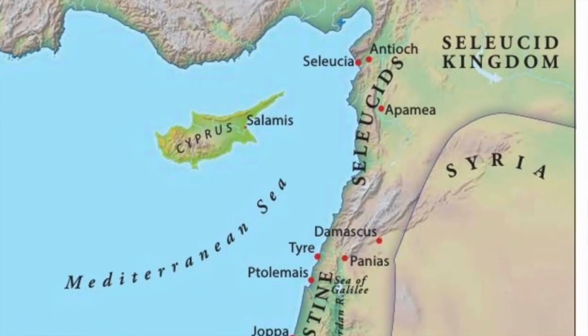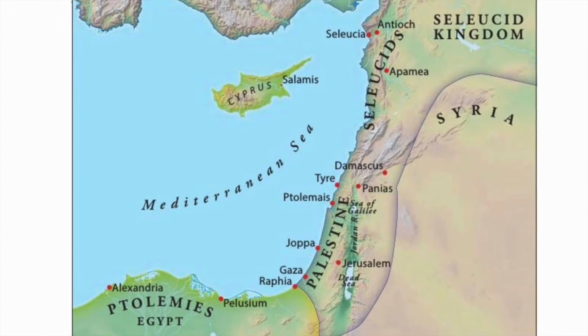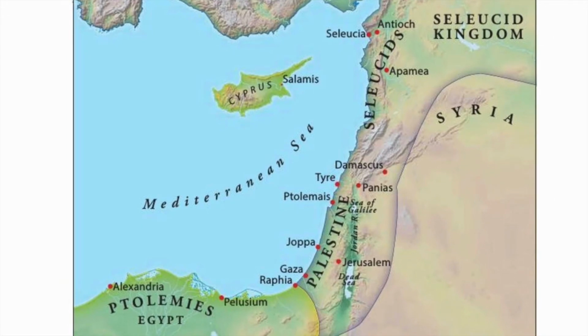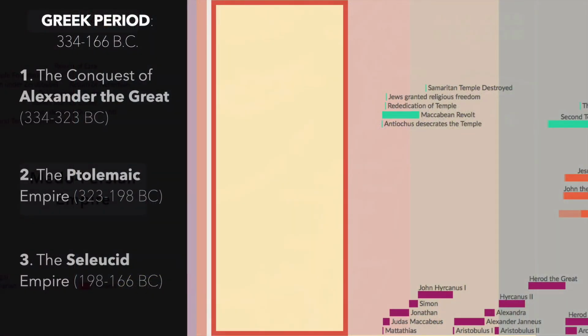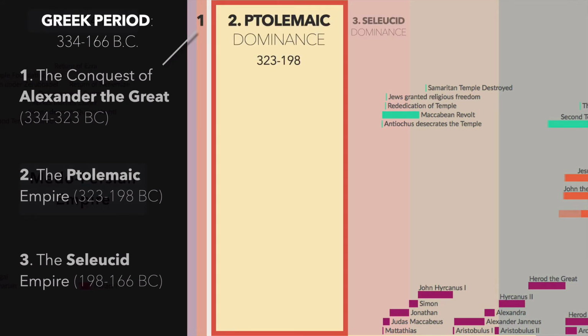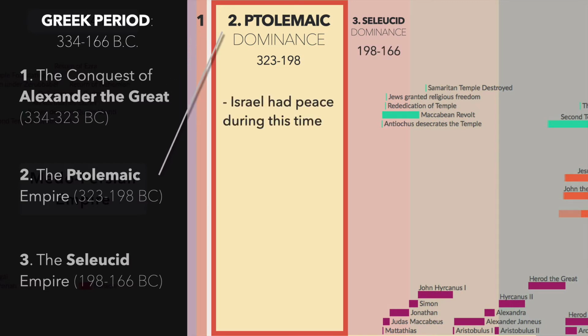And it matters because at first, the Ptolemies had control over Palestine, and later the Seleucids took control over it. So let's talk about that first period, the period of Ptolemaic dominance, okay? So we're in the second section of our Greek period. And Israel had a relative amount of peace during this time. This was a good time for Israel.